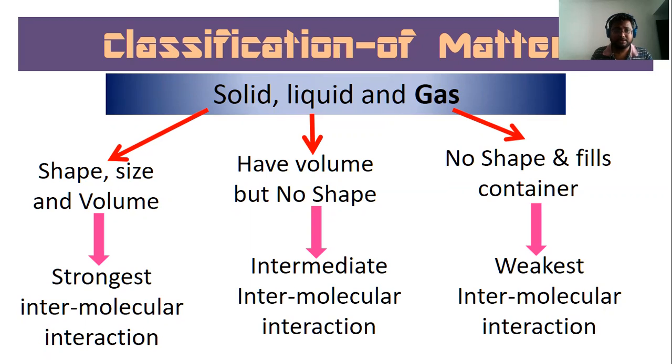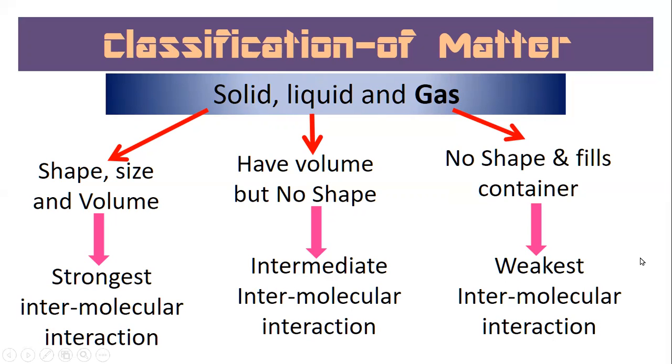If somebody asks you to define solid, how are you going to define it? Very simple. Solid will have a shape, size, and volume. Liquid also has a volume, but does not have any particular shape. In case of gas, things are much more complicated because they do not have any shape. Wherever you keep them, they will take the shape, and if you put a gas into a container, it will fill the entire space.